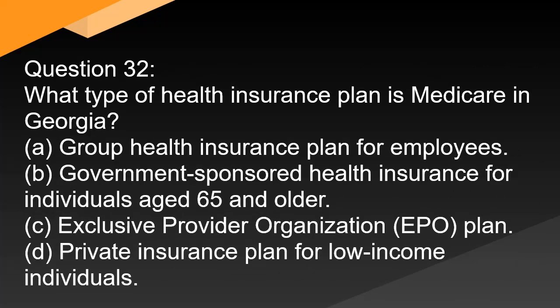Question 32. What type of health insurance plan is Medicare in Georgia? A. Group health insurance plan for employees. B. Government-sponsored health insurance for individuals aged 65 and older. C. Exclusive Provider Organization, EPO, plan. D. Private insurance plan for low-income individuals.